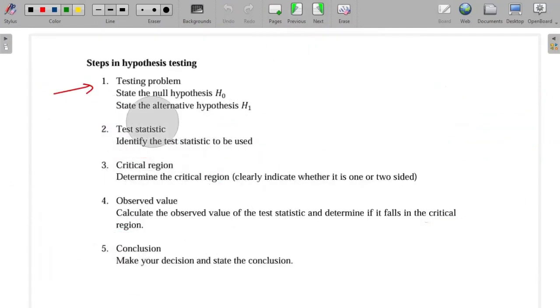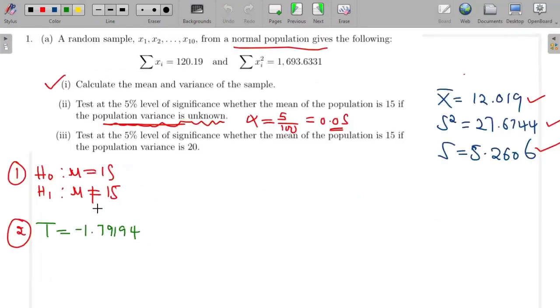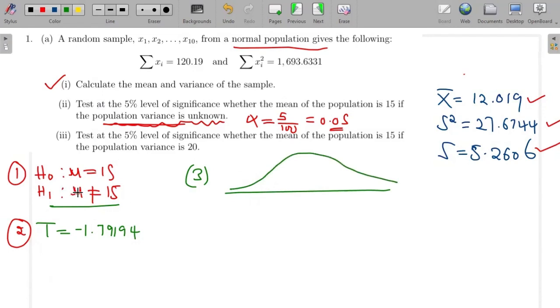The third step, according to this, so I'm referring to this so that it gets to your head: we are now going to identify the critical region. The critical region depends on whether it's a one-sided test or a two-sided test. It's a two-sided test, because in the alternative hypothesis I have that mu is not equal to 15, so it means it can be below 15 or above 15. My critical region will be, remember that diagram that we drew here, because it's a two-tailed test, I'm going to have a rejection region there and a rejection region there. So this will be my first rejection region, my second rejection region.